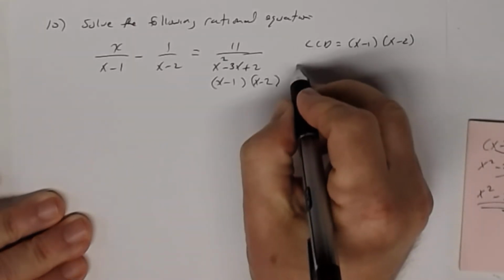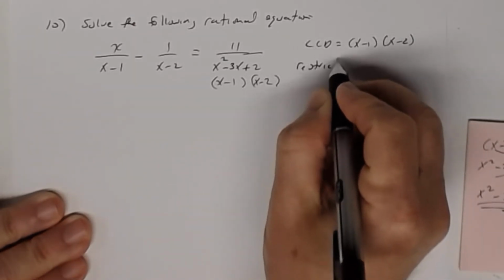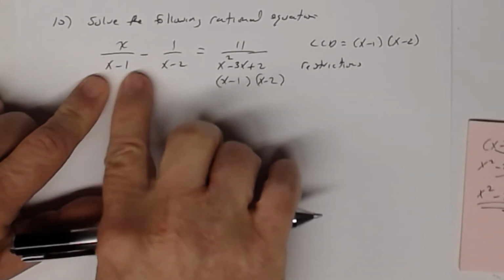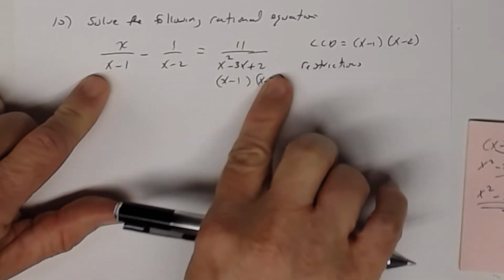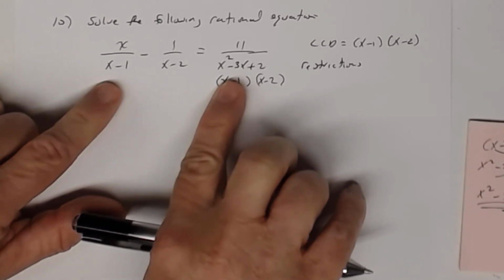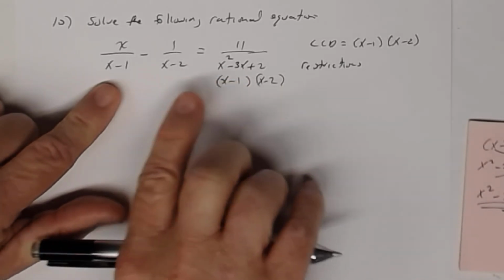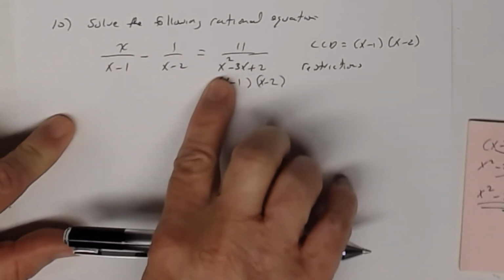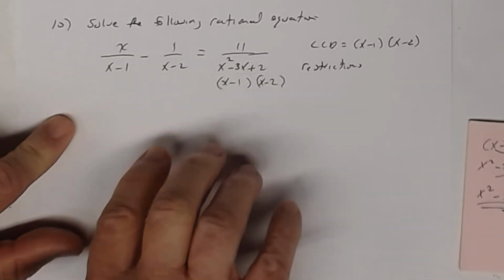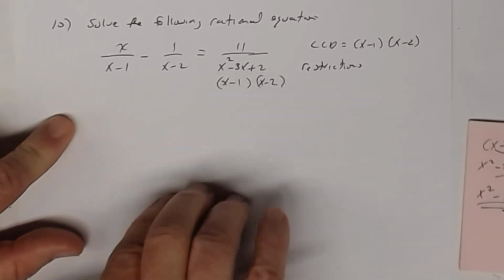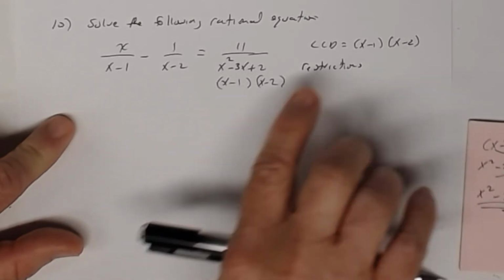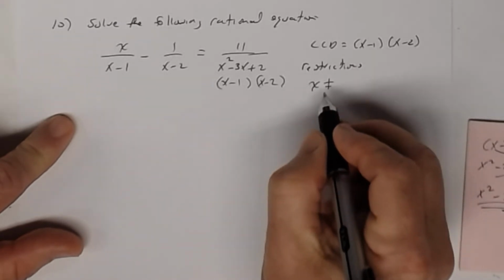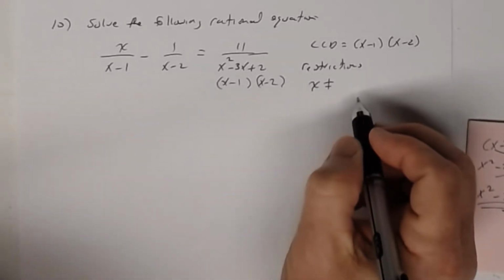Now the next thing you're going to be asked to do is to find the restrictions, because remember, in this case, all of my rational expressions contain variables in the denominator. So I got to find out what values of x will make those denominators 0. Because remember, you can never divide by 0. So that's undefined. So that's going to be my restrictions. When you find your restriction, you're going to say that x cannot equal those numbers.